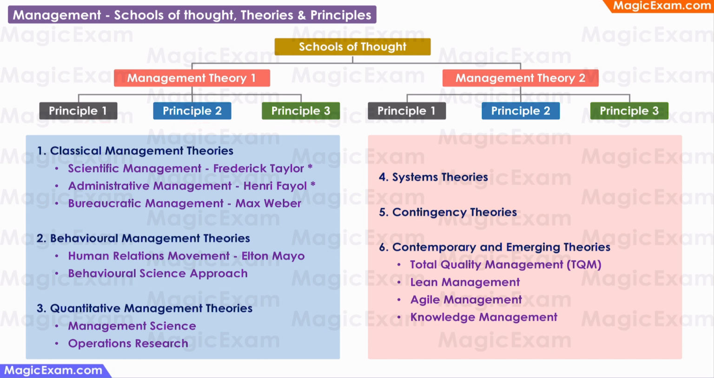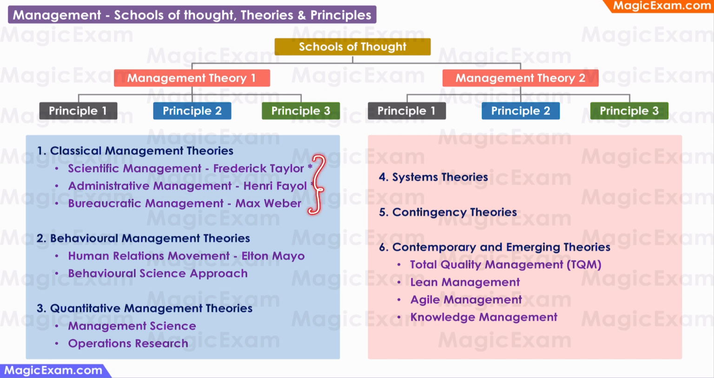In this chapter, we will focus on classical management theories. We will read about the scientific management theory, which was proposed by Frederick Taylor, and the administrative management theory, which was proposed by Henry Fayol.